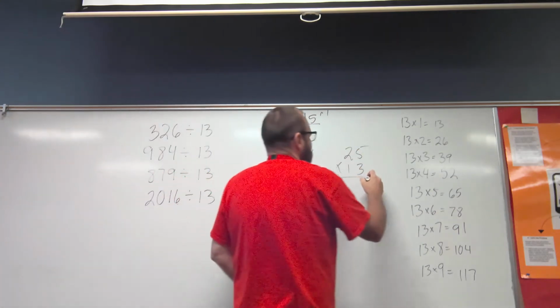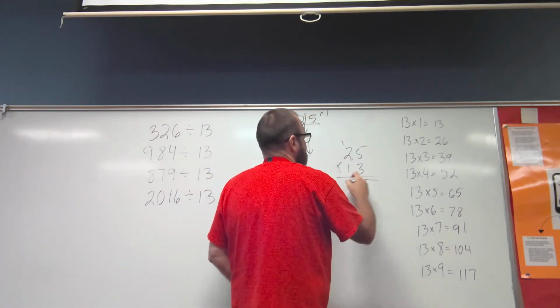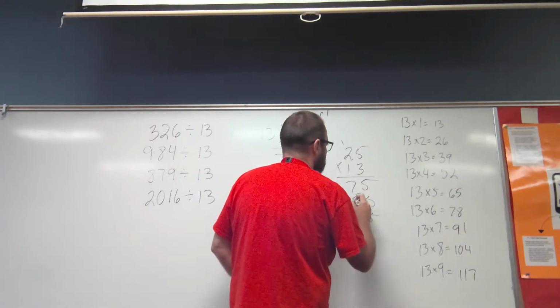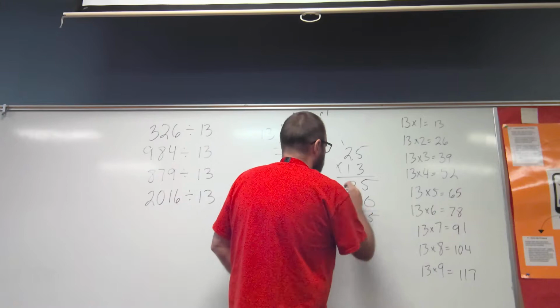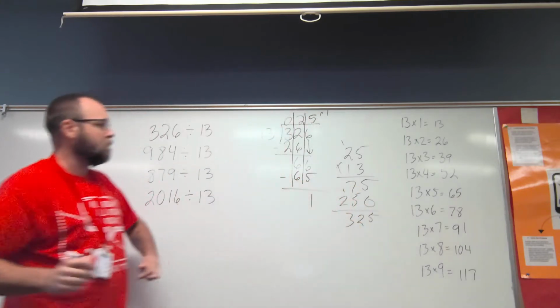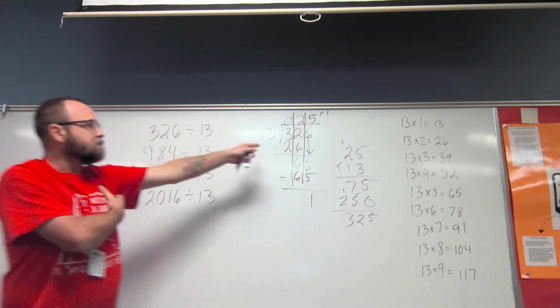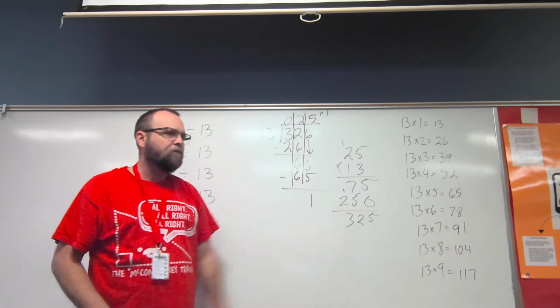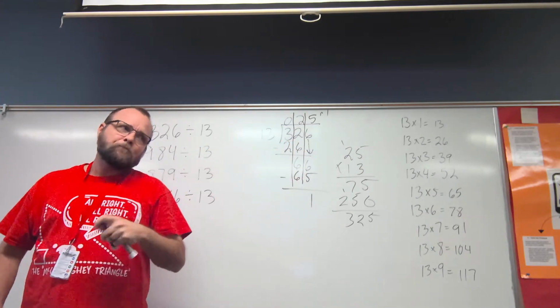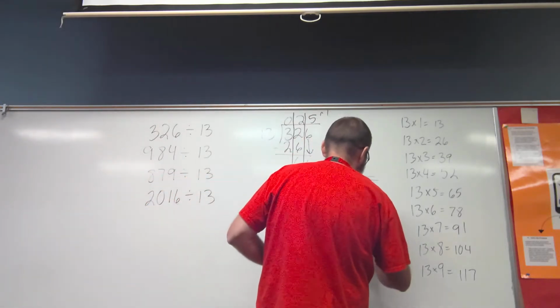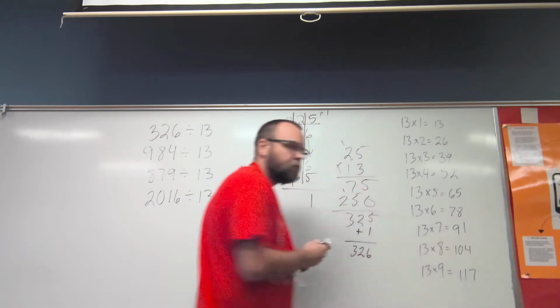We do 3 times 5, which is 15, carry the 1, and so on. Carry the 1, 325. That didn't work. That did not work. We want to get 326, but we only got 325. Kaylee? I have to add my remainder in. Yeah. I knew that. 326.